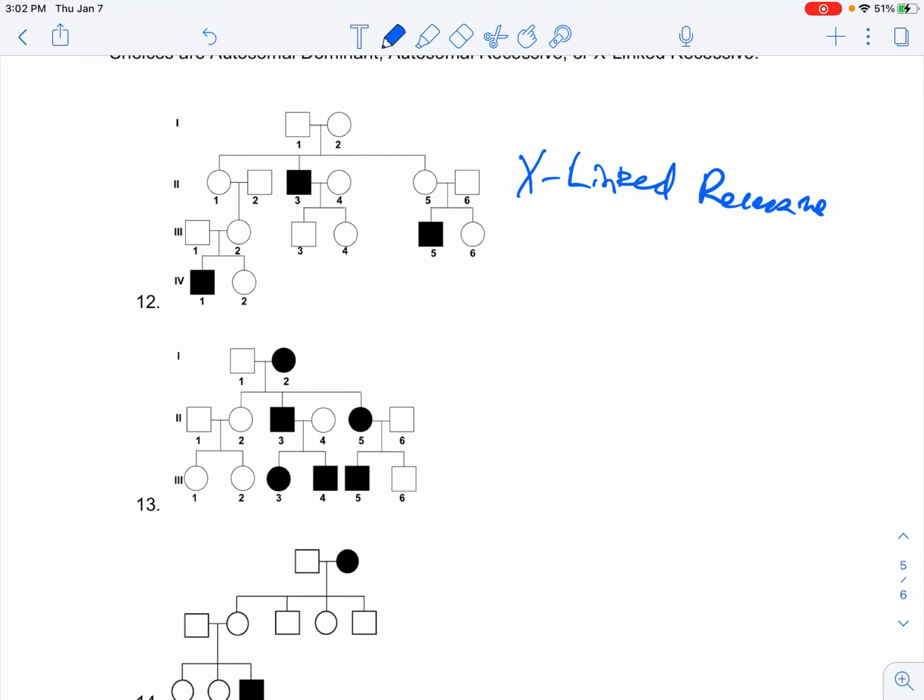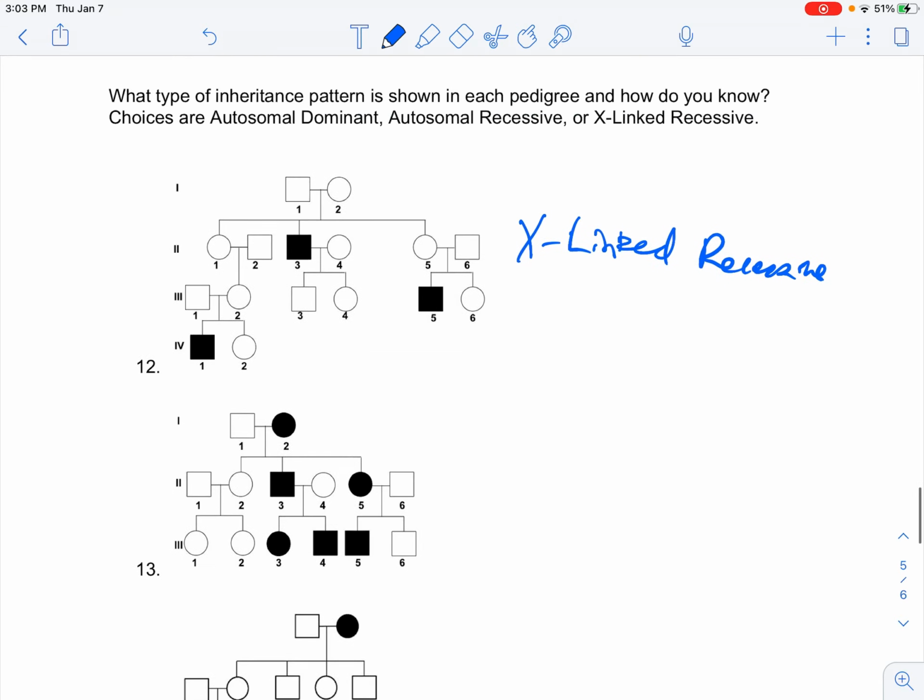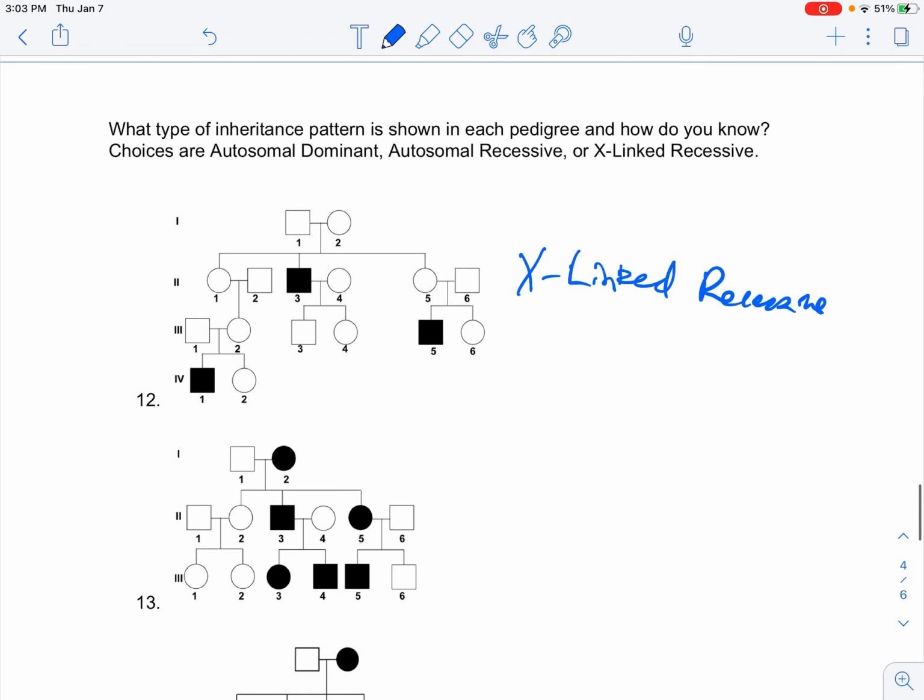And number 13. Okay, I don't see any generations being skipped, but that doesn't mean it's not recessive, but I don't see that. And I also see an equal distribution of male and female. So even though it could possibly be autosomal recessive based on that, I'm just going to say that it's most likely autosomal dominant.